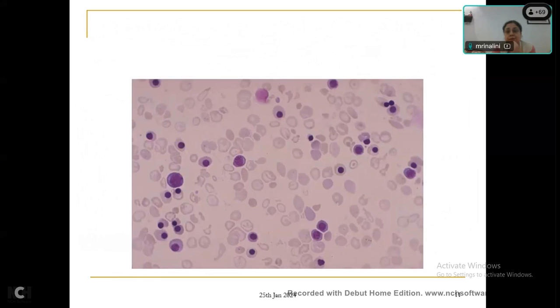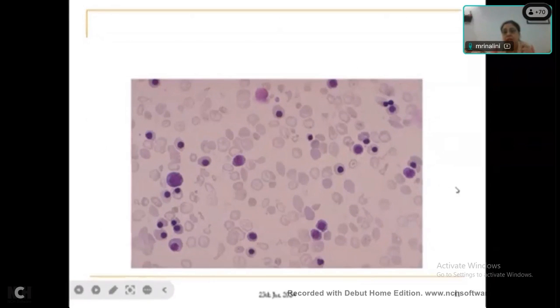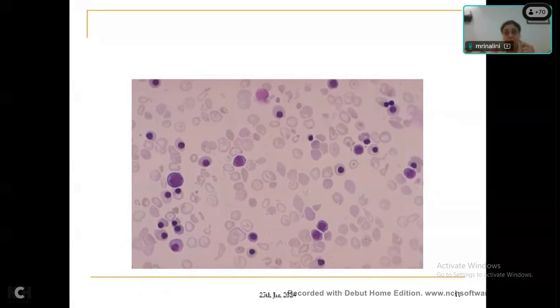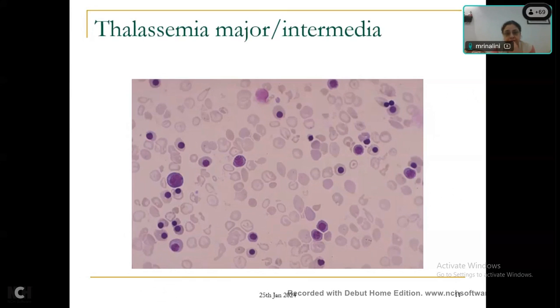So this is a smear of a case in which you can see that there are small cells. There are very small cells you can see. So there is microcytosis, there is polychromatophilia, and there is presence of these NRBCs. So this suggests that it is a hemolytic anemia. And when you see a hemolytic anemia in a microcytic background, most likely you are dealing with a thalassemia. So this is a slide of a thalassemia major or an intermediate patient.